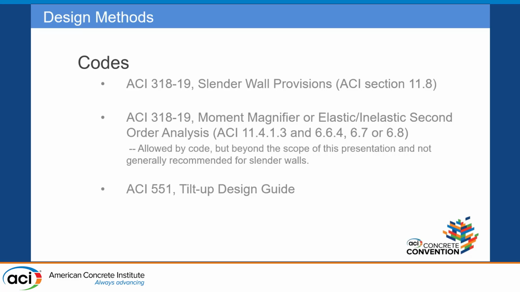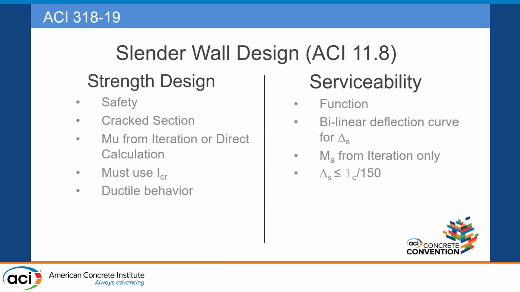So, and then the 551 has a tilt-up design guide with a lot of information. So the ACI provisions in 11.8 break down, and we'll look briefly here in just a second at the actual provisions as they're written. But there's two sections to those provisions. One is strength-based design, one is serviceability, okay?